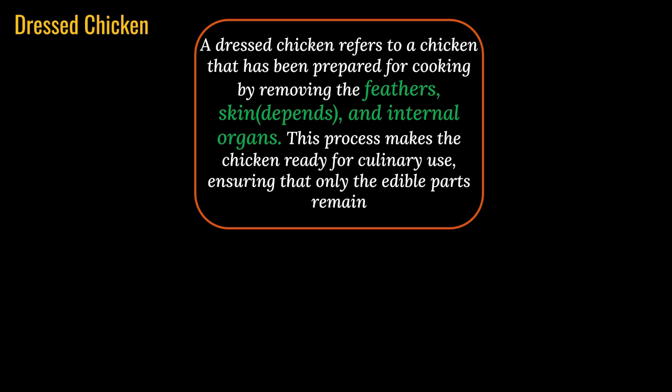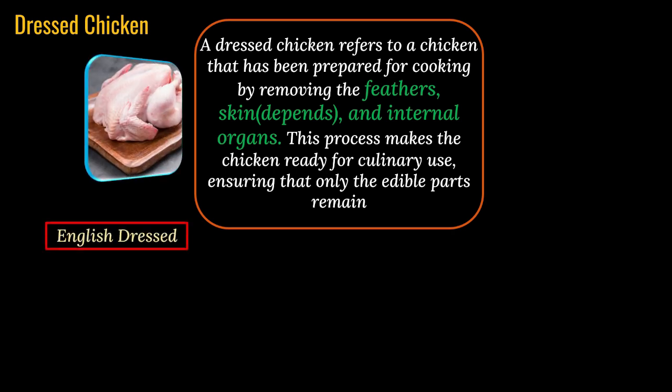And then it was hanging and the plucking of feathers. That stage is basically a part of dressing a chicken. Now, this plucking can be done along with the skin. Sometimes it can be done only for the feathers, not the skin. Why is it so? That we are going to learn today.